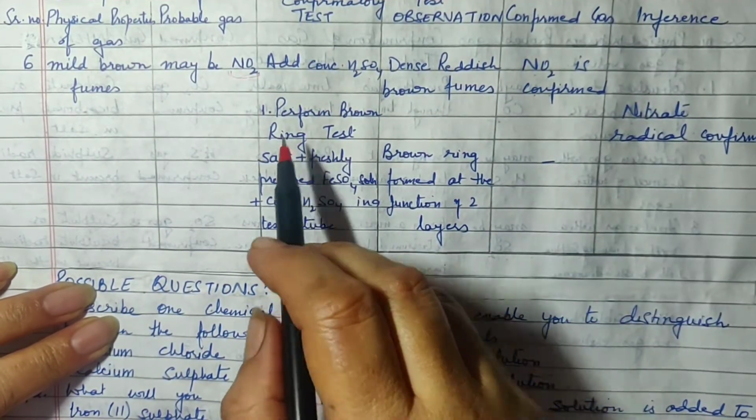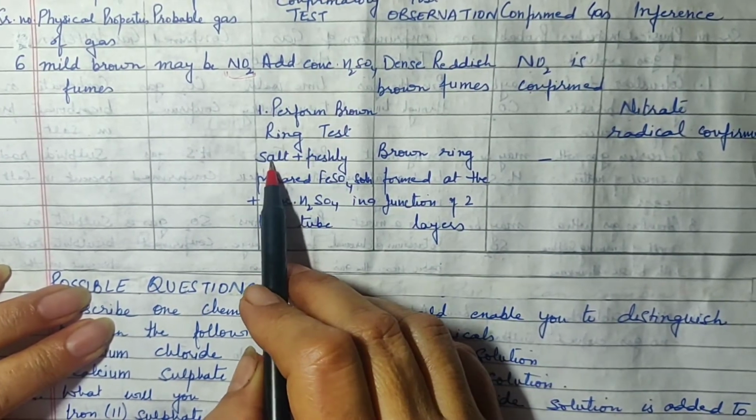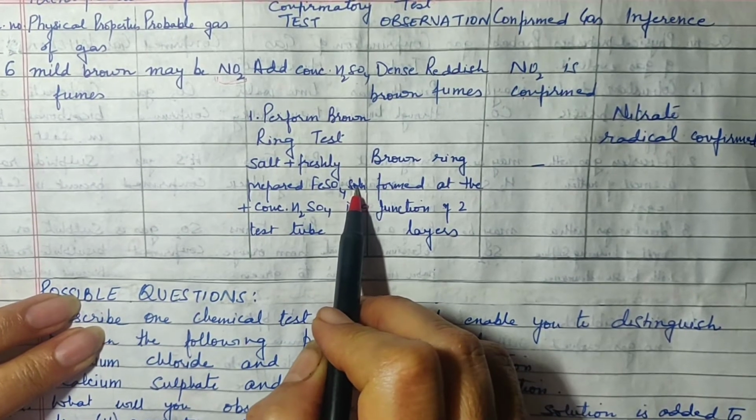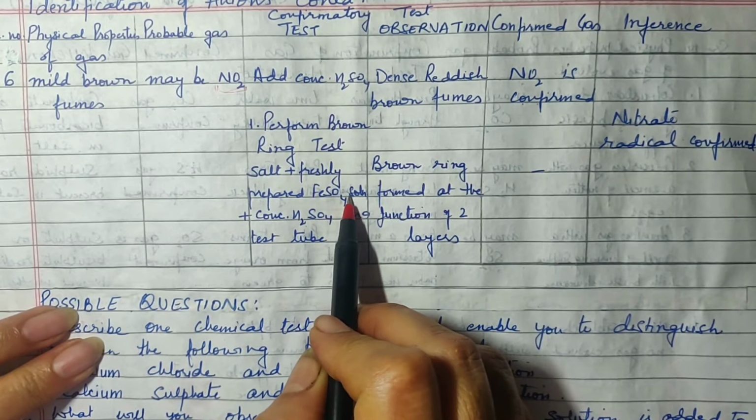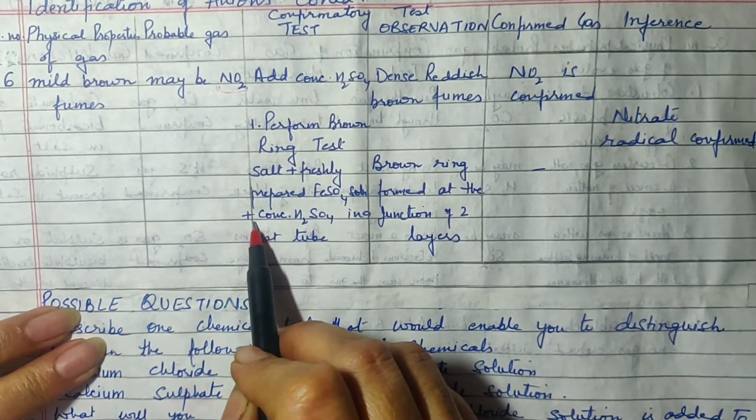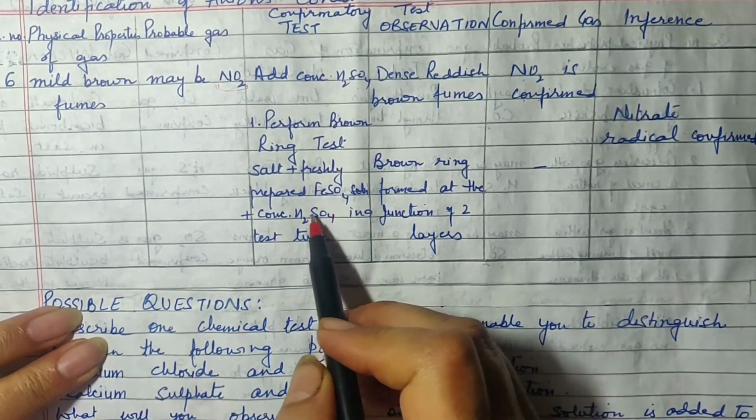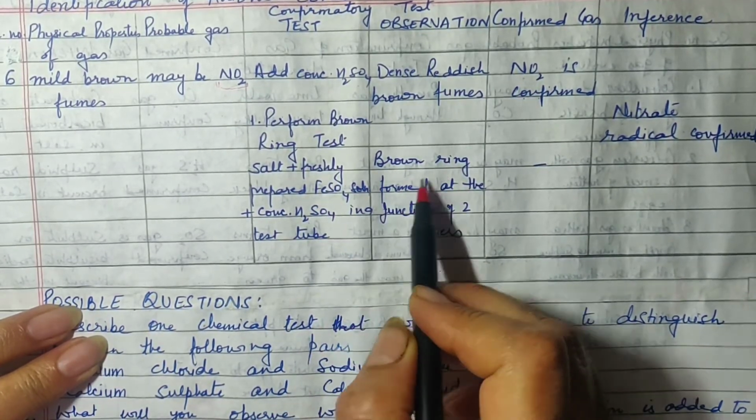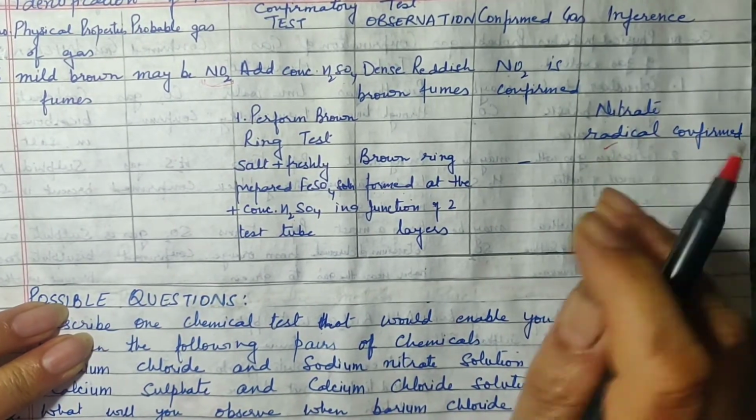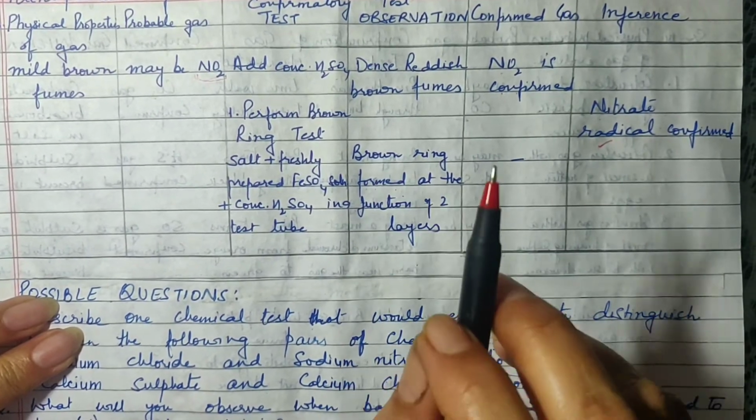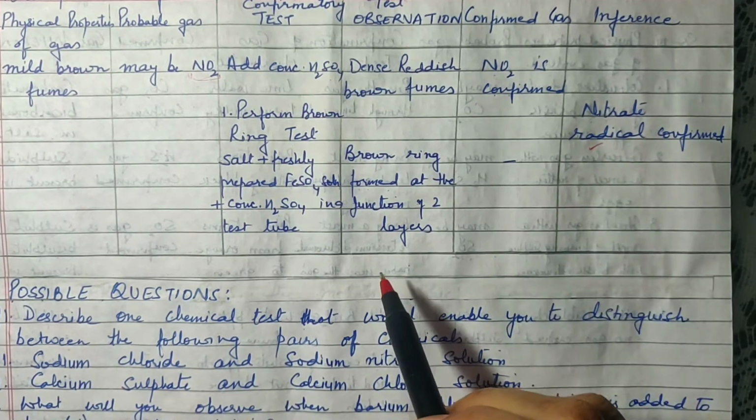But for that, we perform what is known as a brown ring test. To perform a brown ring test, we take the salt and we add freshly prepared ferrous sulfate solution. Freshly prepared means when the test is to be done, only then the ferrous sulfate solution is made. And then we add a few drops of concentrated sulfuric acid to the test tube. At the junction of ferrous sulfate and H2SO4, a brown ring will be formed. This brown ring is a sure shot test for a nitrate radical. The name of the test is also brown ring test. We perform a brown ring test, I have written. So nitrate radical is confirmed.